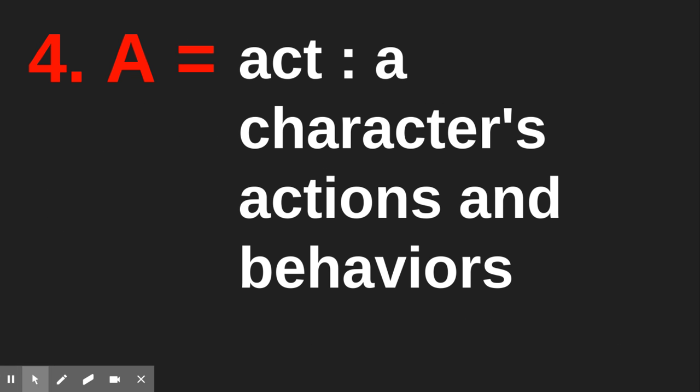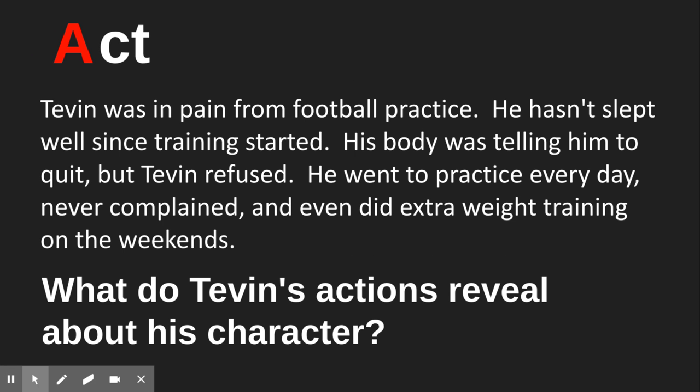The fourth way authors can convey a character's personality is through their actions. So A is for act. And the definition is it is a character's actions and behaviors. So what does that look like? Here's an example. Tevin was in pain from football practice. He hasn't slept well since training started. His body was telling him to quit, but Tevin refused. He went to practice every day, never complained, and even did extra weight training on the weekends.